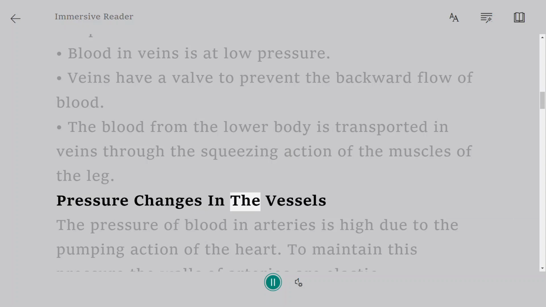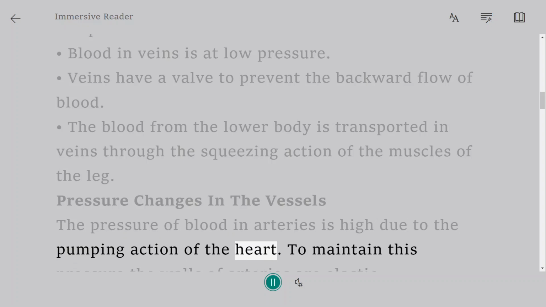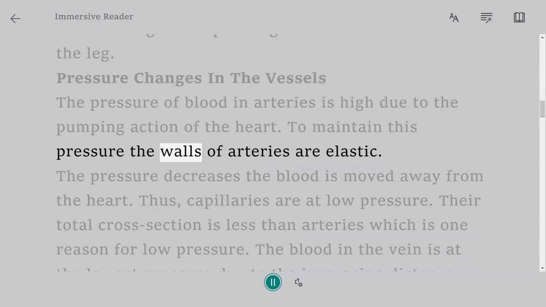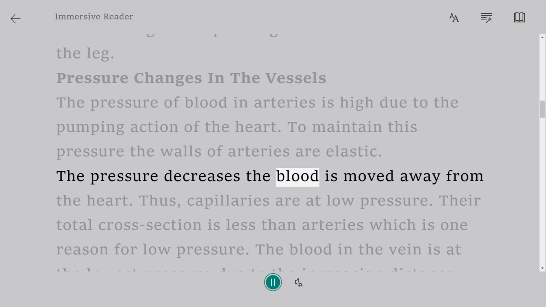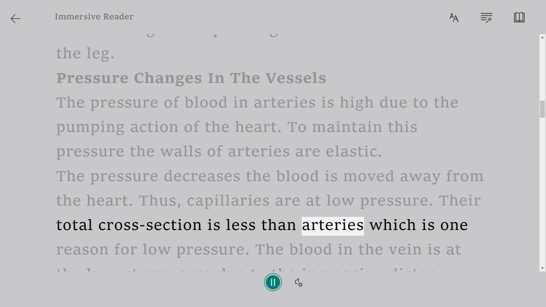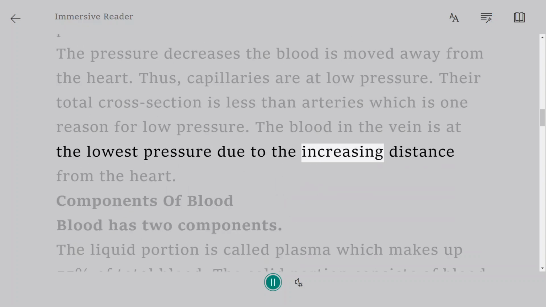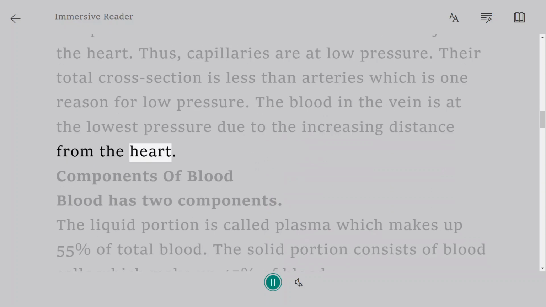Pressure changes in the vessels. The pressure of blood in arteries is high due to the pumping action of the heart. To maintain this pressure, the walls of arteries are elastic. The pressure decreases as the blood is moved away from the heart. Thus, capillaries are at low pressure. Their total cross-section is less than arteries, which is one reason for low pressure. The blood in the veins is at the lowest pressure due to the increasing distance from the heart.